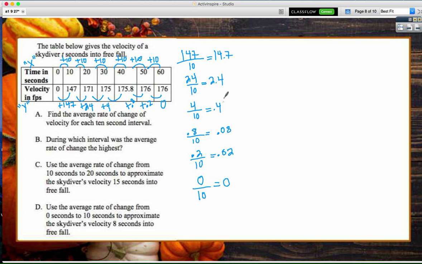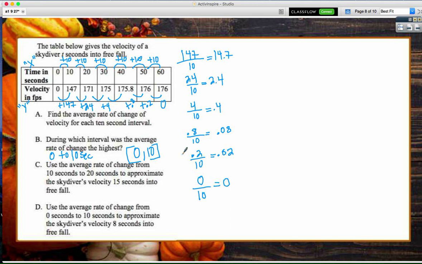All right, so we've done part A. Part B says, during which interval was the average rate of change the highest? Where's our rate of change the highest? So the first interval. So between 0 to 10 seconds, and I'm going to write it like that. You could have technically said 0 to 10 seconds. But remember, if I write it that way, I'm saying those are the x values or the input or the domain, any of those. So between 0 and 10.